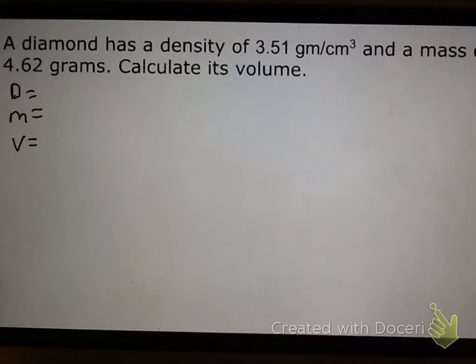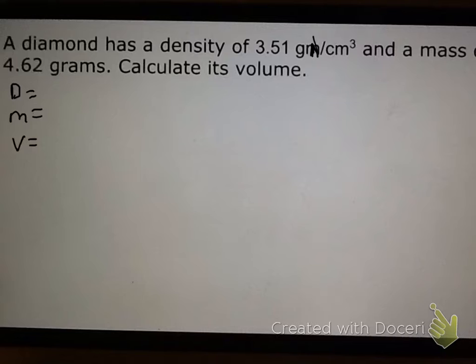So our question says a diamond has a density of 3 51/100ths. Sorry, there's a typo here, it's grams, not GM. So it's grams per centimeters cubed. And a mass of 4.62 grams. And we need to calculate its volume. So we're going to start by filling in the 3 things we know.